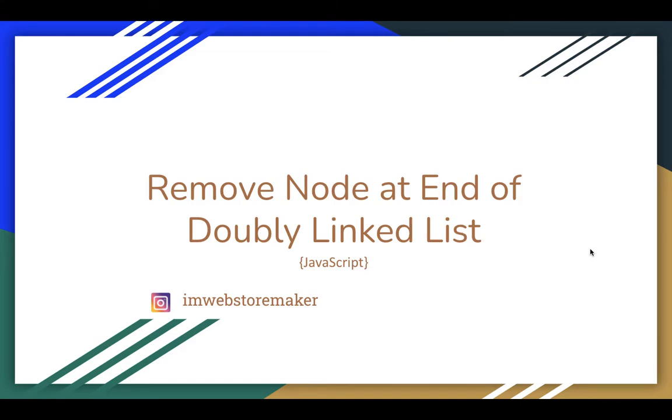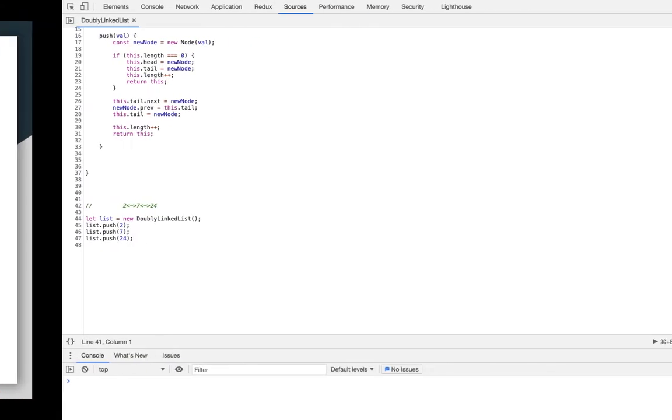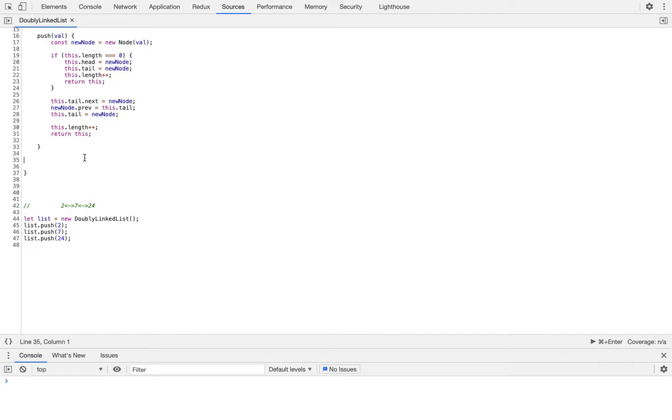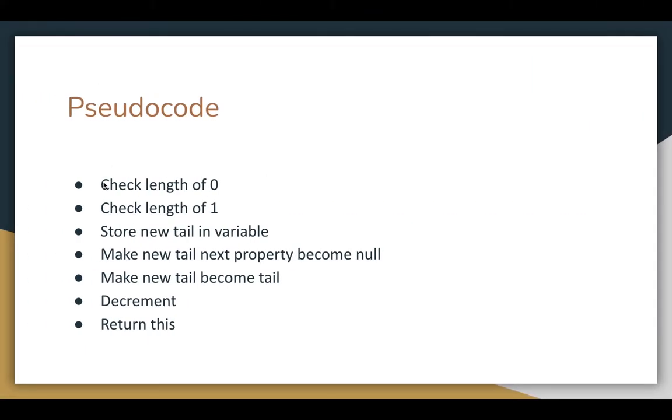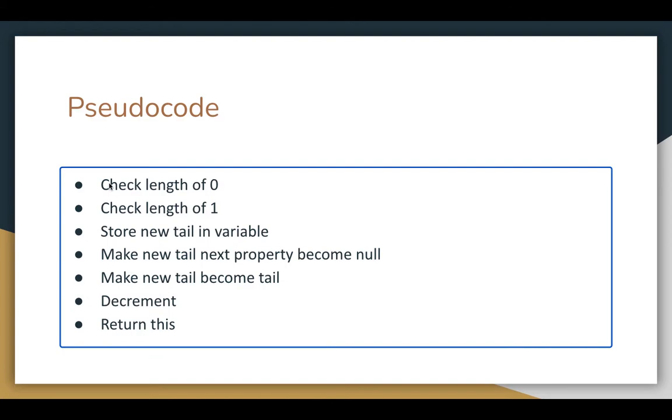In this lecture, I'm going to show you how to remove a node at the end of a doubly linked list. For this method, I'm going to call it pop. It doesn't take any arguments. So looking at our pseudocode, we're going to take care of two edge cases.